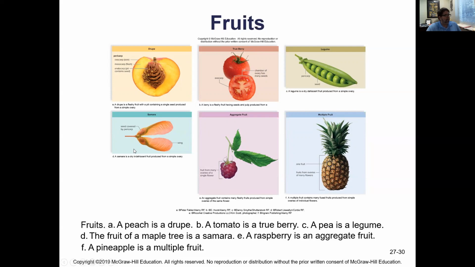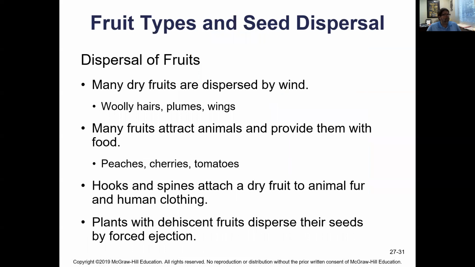Here is the fruit of a maple tree. That's the flower there, and you can see the wings on it. And here's a raspberry with that aggregate fruit, and then the multiple fruit, the pineapple. It's a pretty cool little picture there. We just have multiple choice possibly for those.